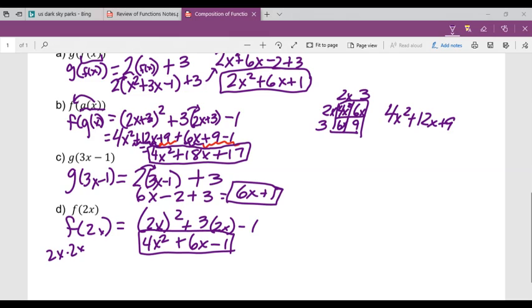Okay, and so that's all you'll do for composition of functions. And again, this should be review for you, mostly review from Math 3. And that should be all you have to do.